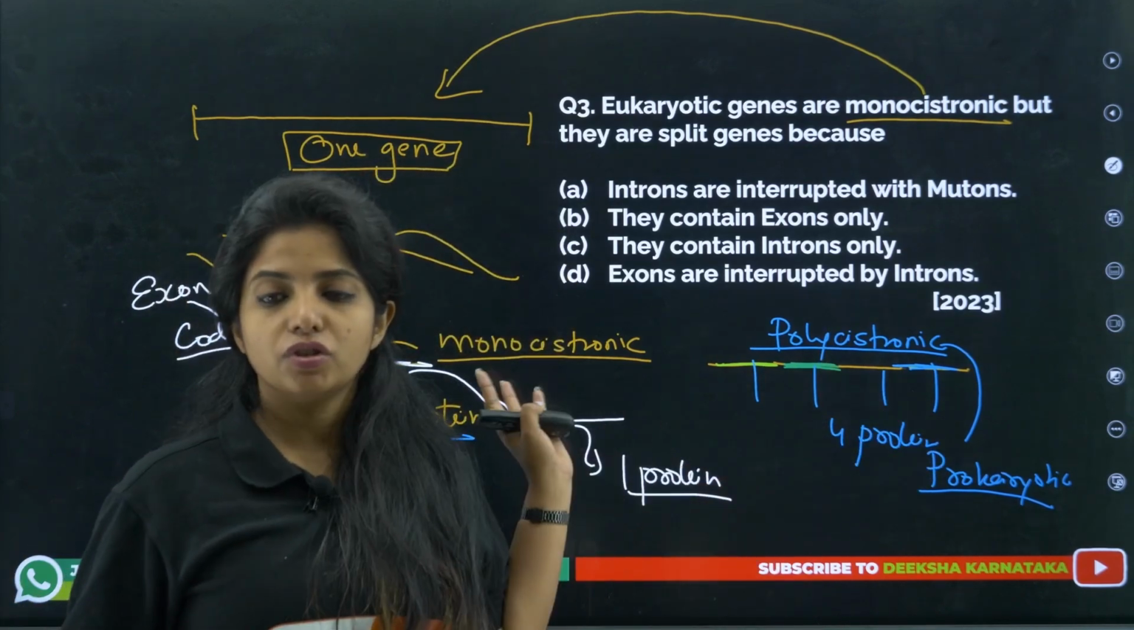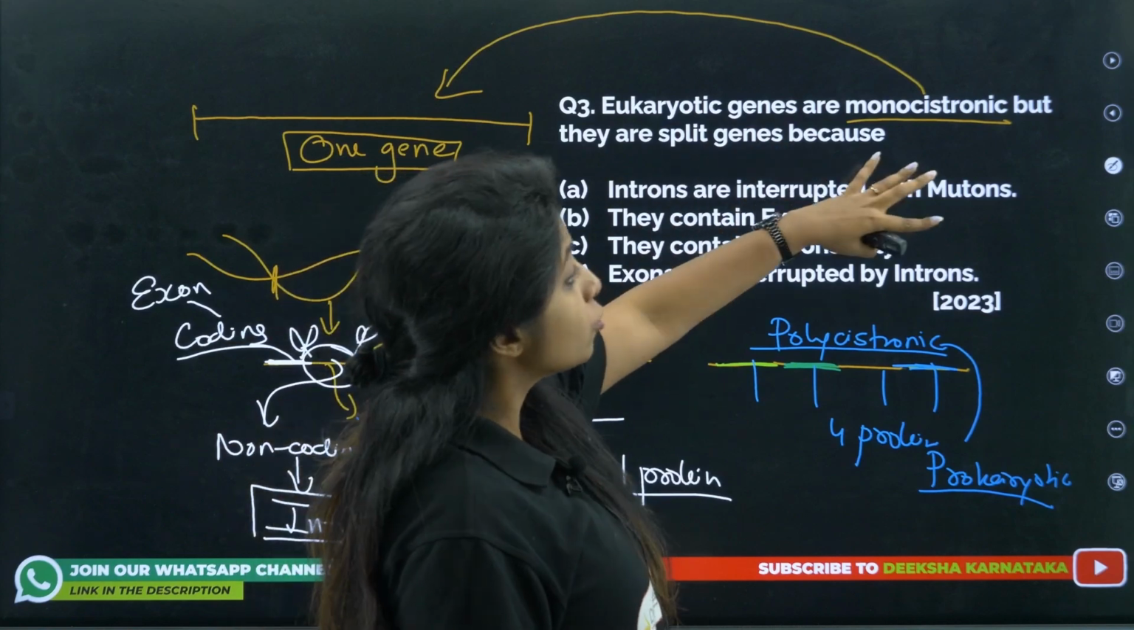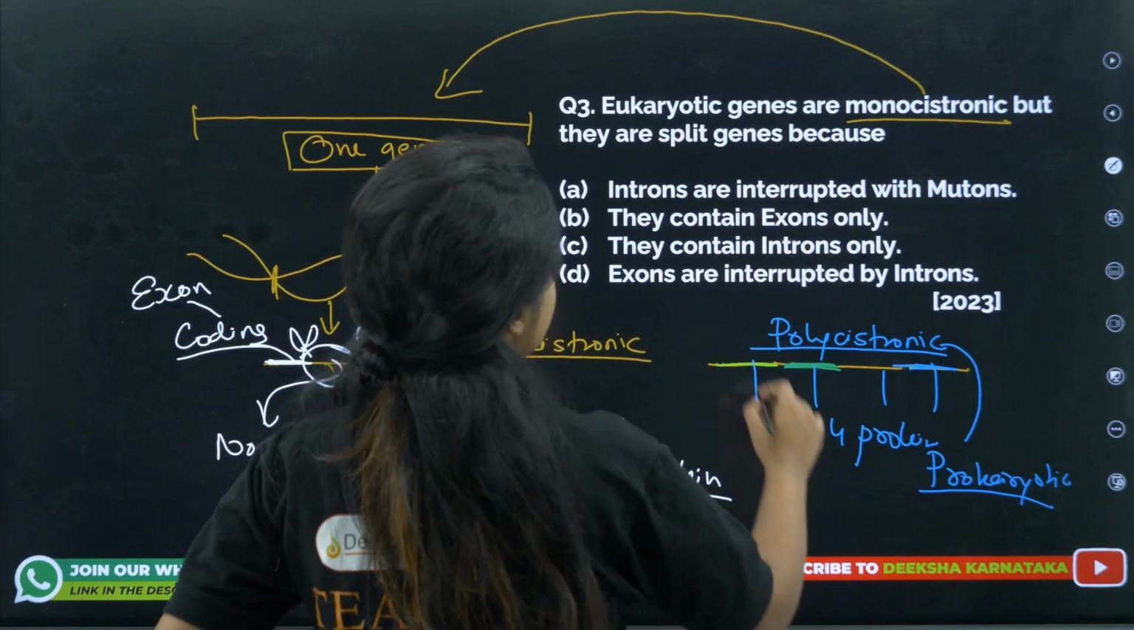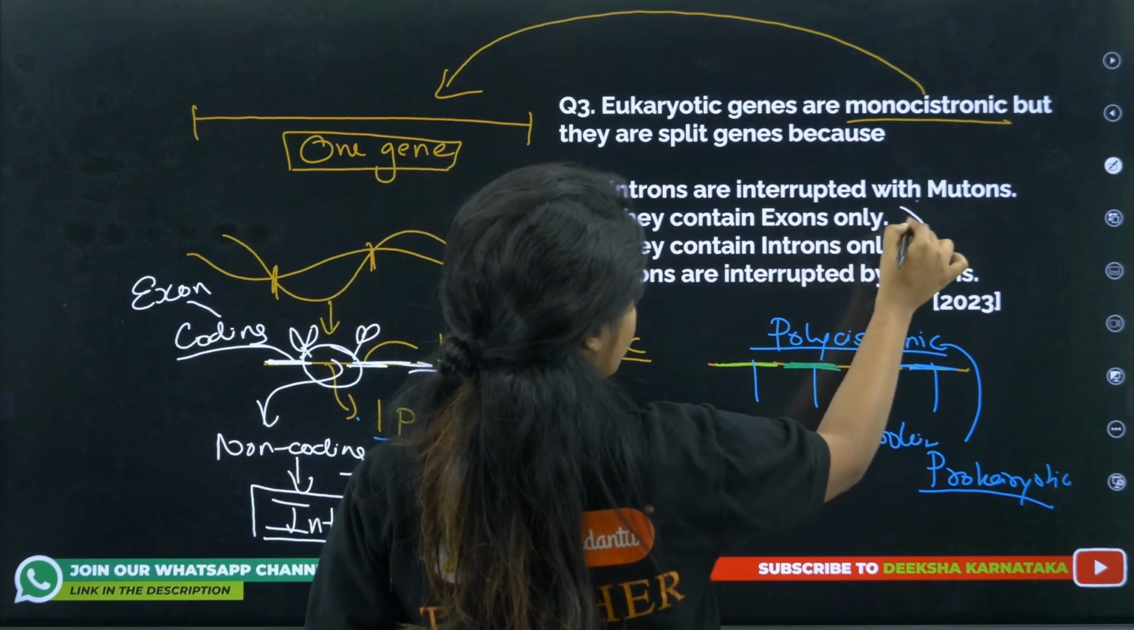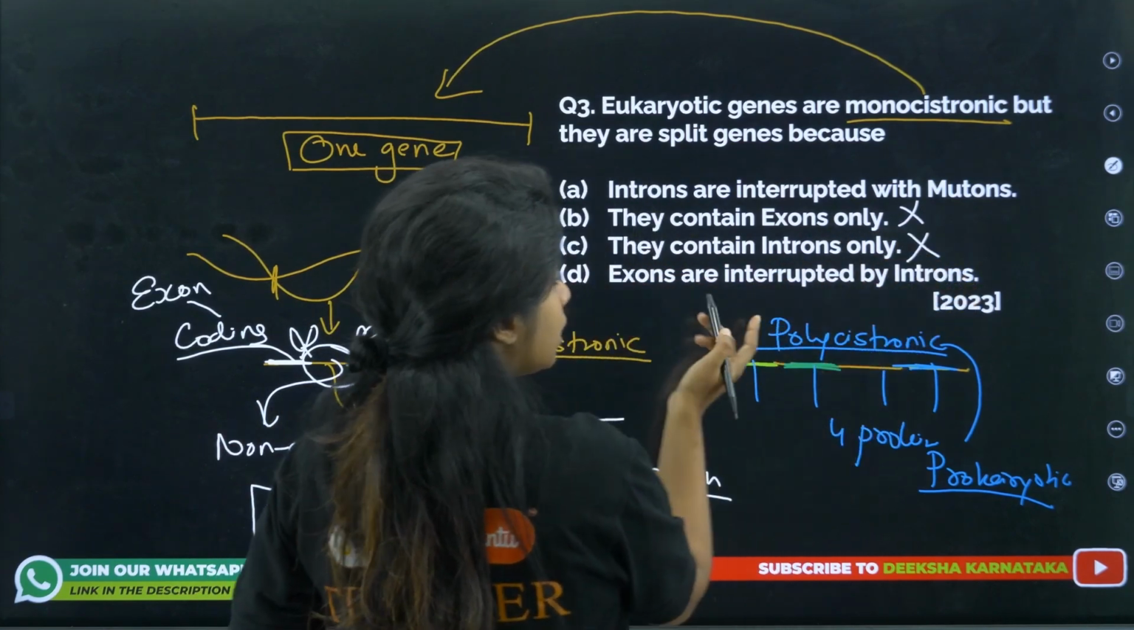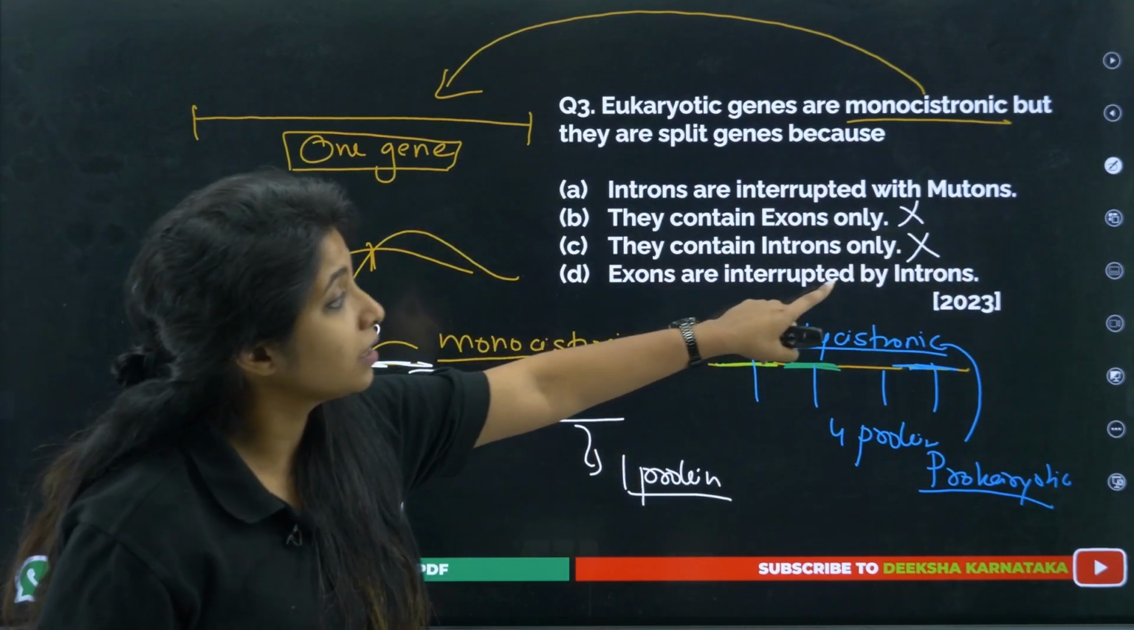They do not have introns, they just have exons. So eukaryotic genes are monocistronic, but they are split genes because exons are interrupted by introns. Do they contain exons only? No, nothing. Do they contain introns only? No. They contain both, right? Now exons are interrupted by introns.